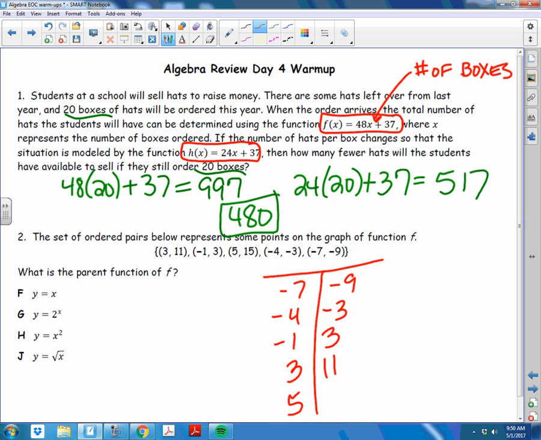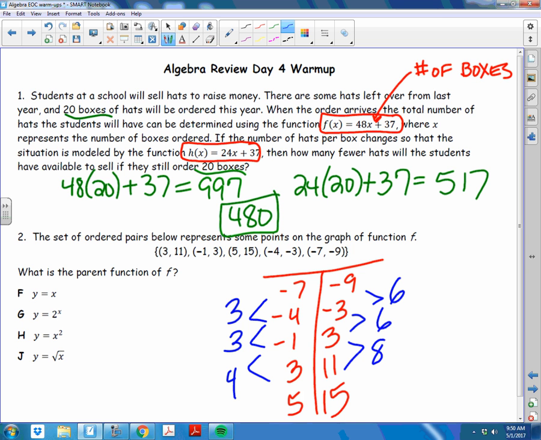And then 5, 15. And then, if it's linear, what should we see when we find change in y over change in x? A constant number. If the change in y over change in x each time is a constant number, then we have a line. So -7 and -4 is 3, that's 3, and that's 4. And then over here, that's 6, and that's 8, right? Change in y over change in x gives us a slope of 2 every single time. Therefore, it's linear.